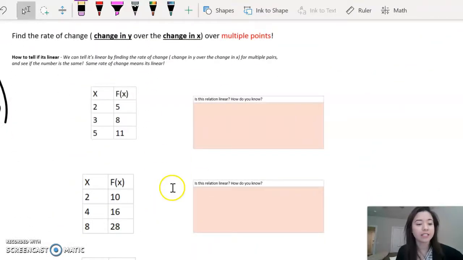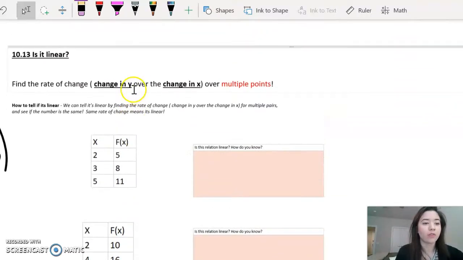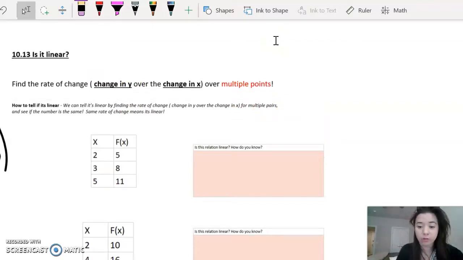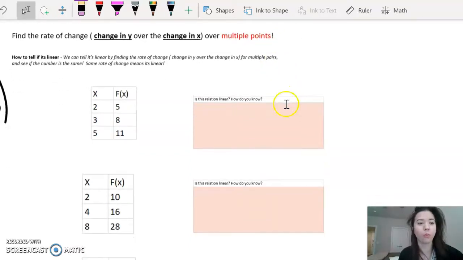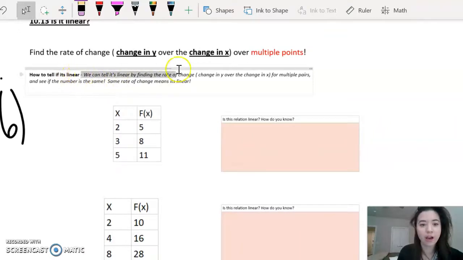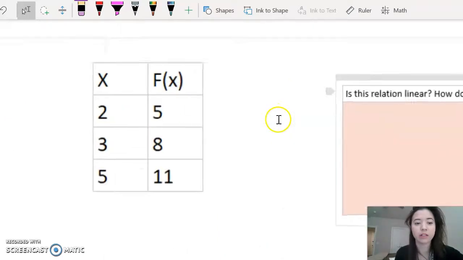All right, last step here, again, pause me if you need to go back and finish that, is determining if something is linear. So again, when we determine if something is linear, we are just finding the rate of change over multiple points, finding the slope, or the change in y over the change in x over multiple points. And I'm going to try and show you a little bit of a quicker way. We can tell it's linear by finding the change in y over change in x for multiple pairs and seeing if the number is the same. If we have the same rate of change each time, that means it's linear.